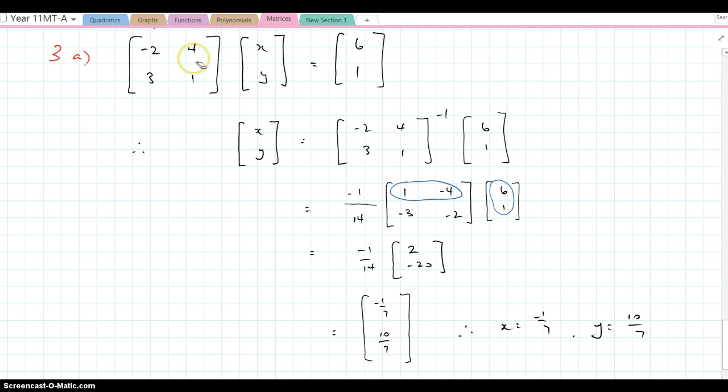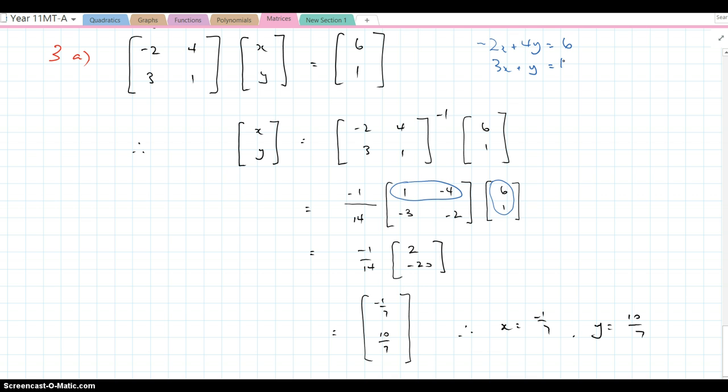Right at the top, you can see the matrix multiplication here that reflects the question, which was, I'll just write the question next door here, which is minus 2x plus 4y equals 6. So we were solving this system of simultaneous equations. Minus 2x plus 4y equals 6. 3x plus y equals 1.